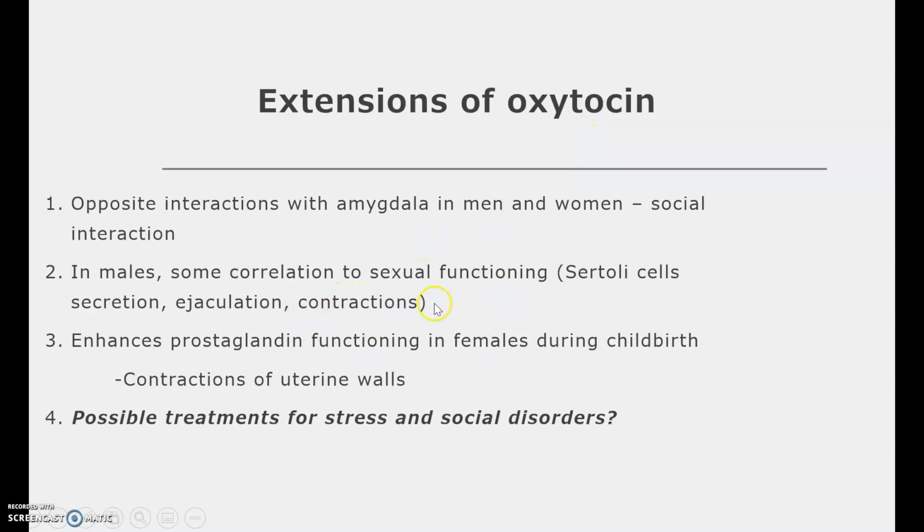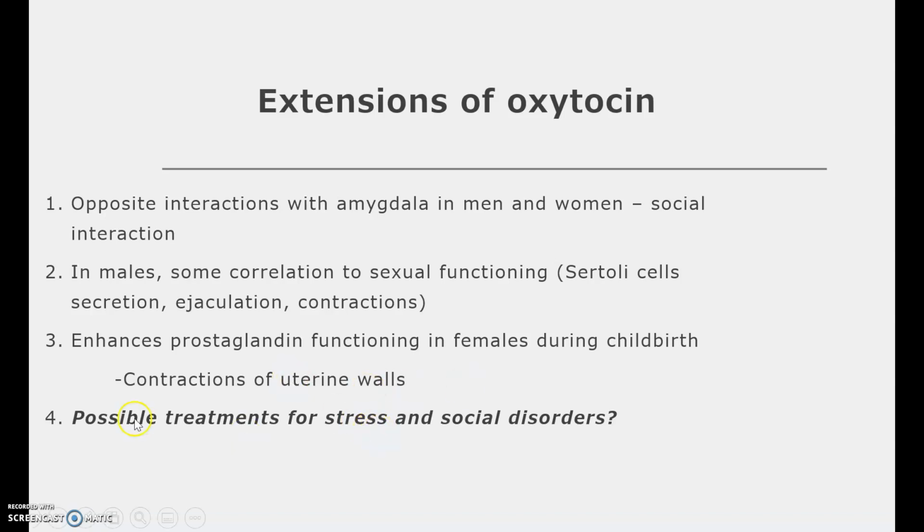Also, there are some studies showing sexual functioning in males. I've been talking a lot about the female reproductive system, but in males there's some evidence that the Sertoli cells that support sperm synthesis could be secreting some oxytocin that helps with proper ejaculation, proper contractions of the seminiferous tubules so that the sperm gets to where it needs to be. And finally, I also want to just throw in there, in contrast with the males, this prostaglandin functioning that I mentioned earlier, where if oxytocin is released, the prostaglandins will increase in the uterine walls, thus helping contractions.